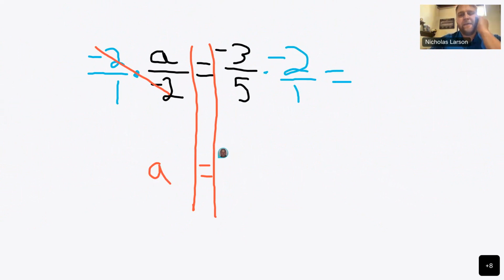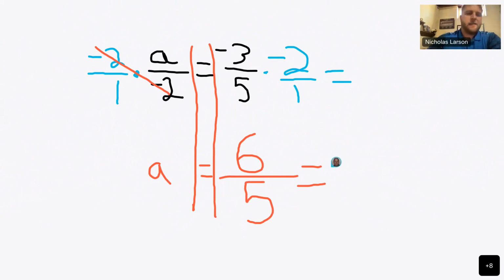What does a negative number times a negative number equal? Positive. So -3 times -2 is +6, and 5 times 1 is 5. So we don't want to leave our number like this because we have an improper fraction right now. So I think, how many times does 5 go into 6? It goes into it 1 time, and I'm left with 1/5 left over. +1 and 1/5.